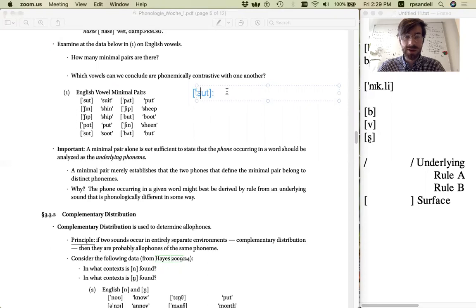So can I come back here? So it builds a minimal pair, for instance, with soot. Good. And do we have any other minimal pairs here?